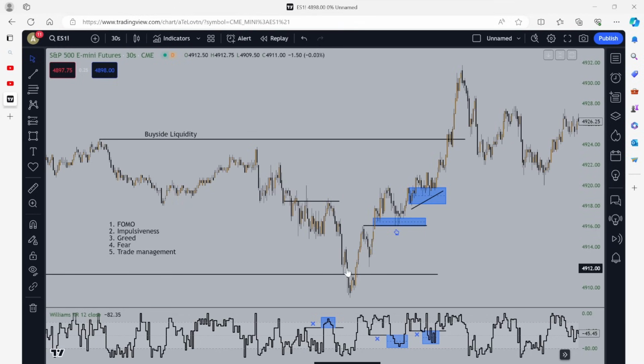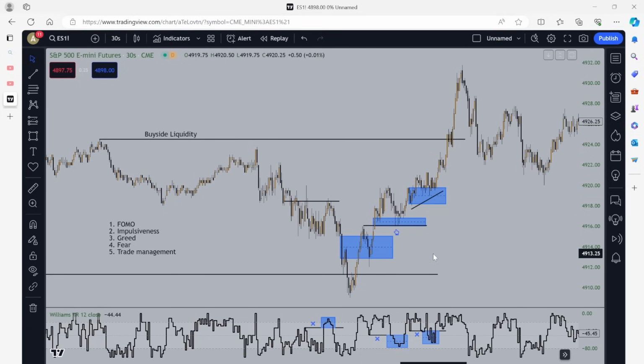Why does it dump here? Because of the SMT on the indicator. It's indicating to us a change in state of delivery. So we go from consolidation to expansion, right? So when we break the high here and we take out this balanced price range, okay, our balanced price range is formed.